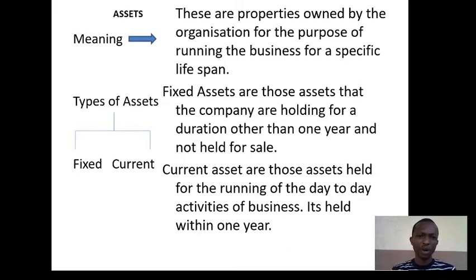All right. Now, the two types of assets that we discussed earlier. Let me specifically define what fixed assets are. They say fixed assets are those assets that the company is holding for a duration of more than 1 year and not held for sale. They are using it to generate income and to run the business. You cannot sell it in the ordinary course of business. Now, I am not saying you cannot dispose.